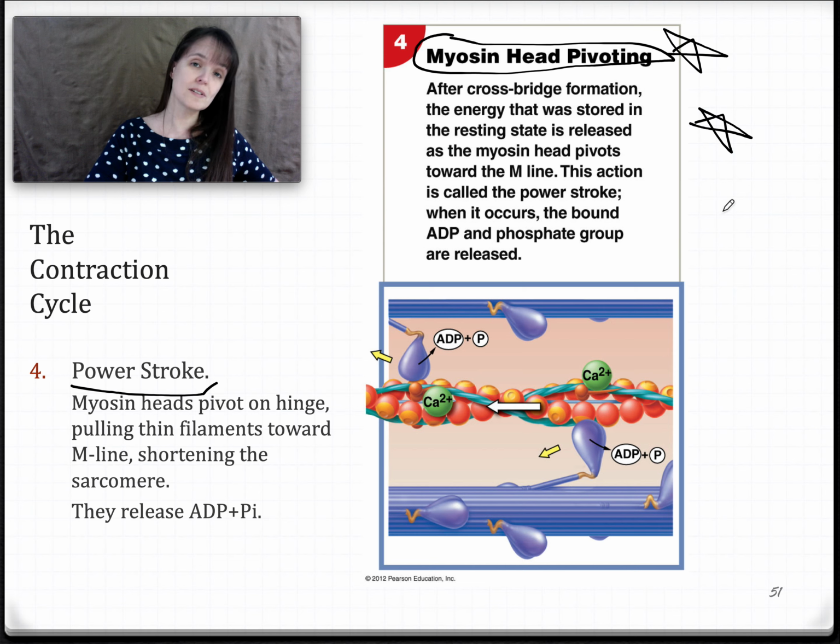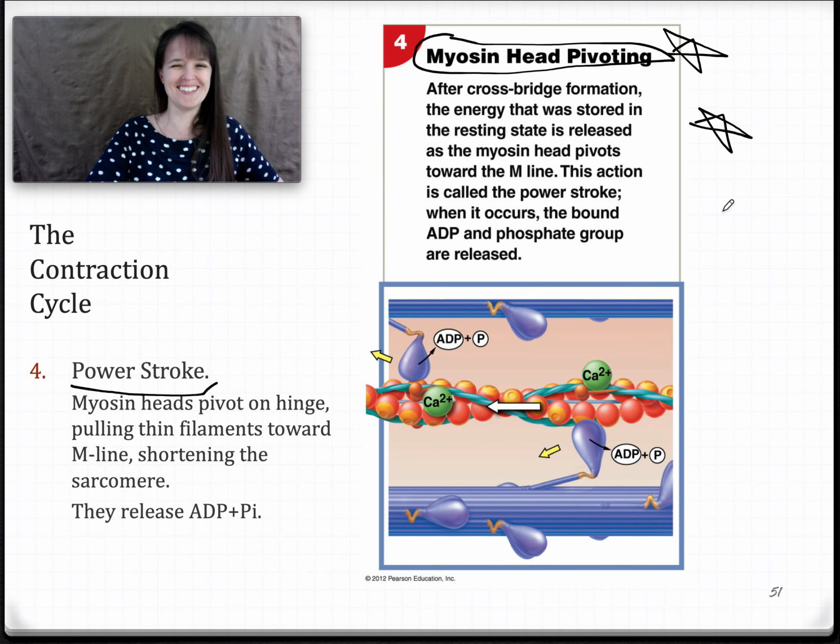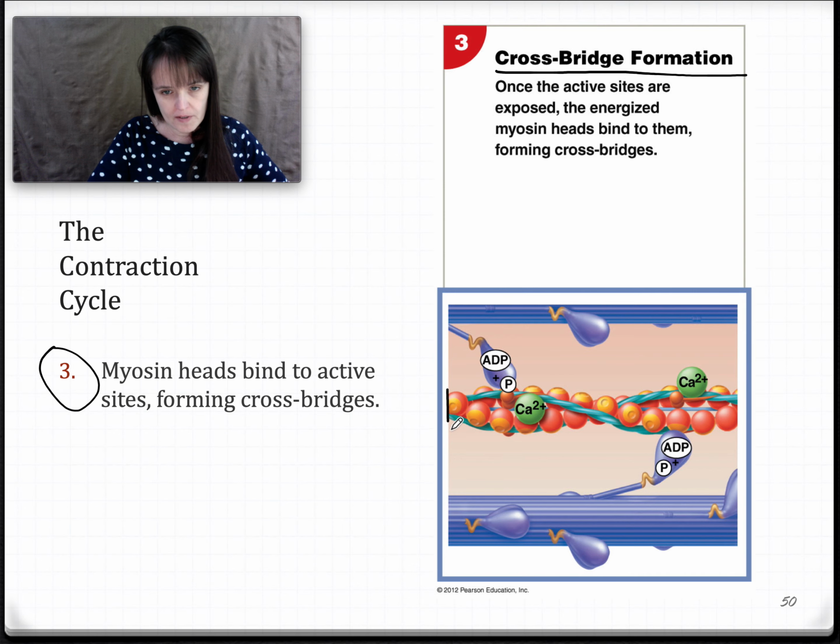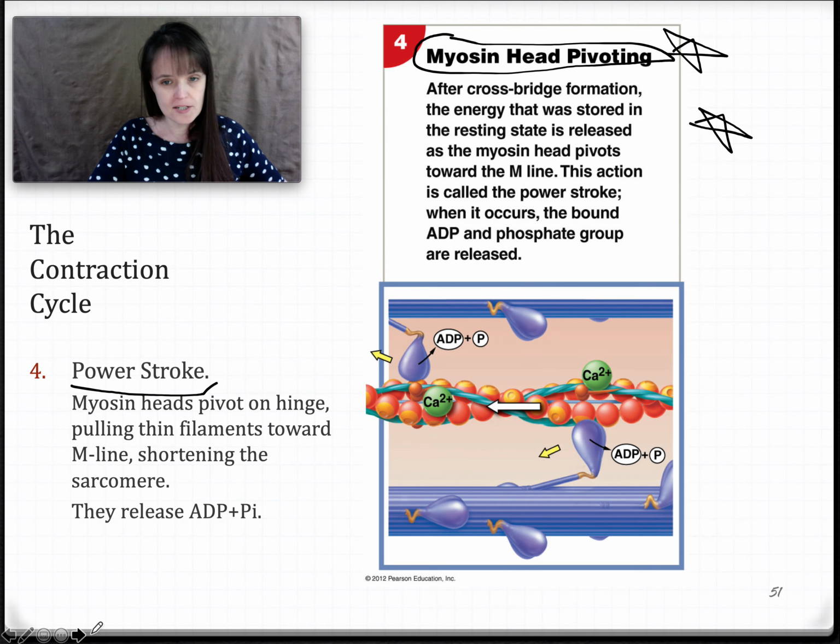Those almost look like stars. Not quite, but almost. Okay, and so in the previous picture, the thin filament ends here at the edge, and now we have pulled because the myosin heads have pivoted.